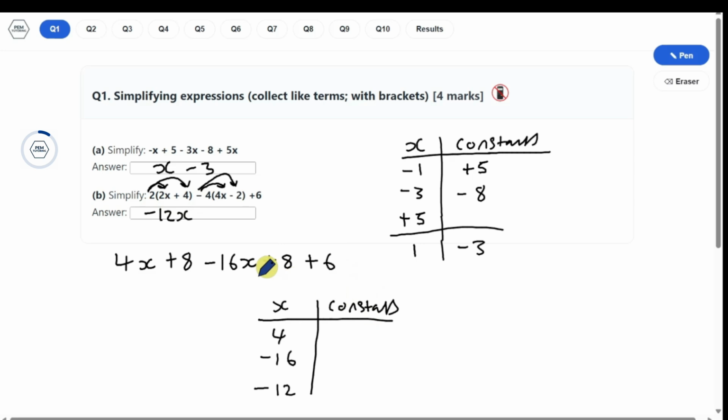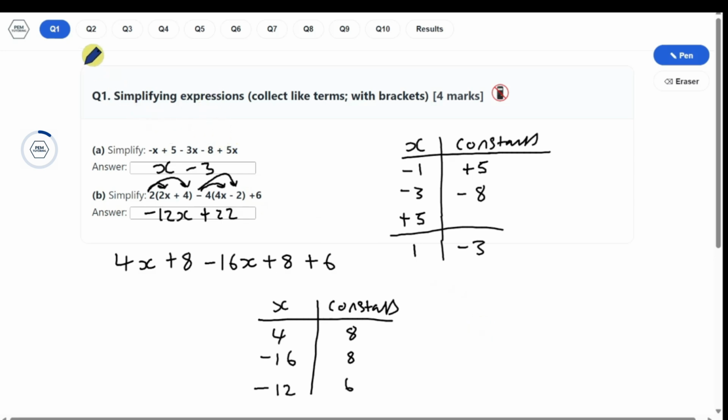And now for the constants, we have 8, and we have 8 again, and we have 6. So 8 plus 8 is 16. 16 plus 6 is going to be 22. So now we have plus 22. And that is done for question 1.